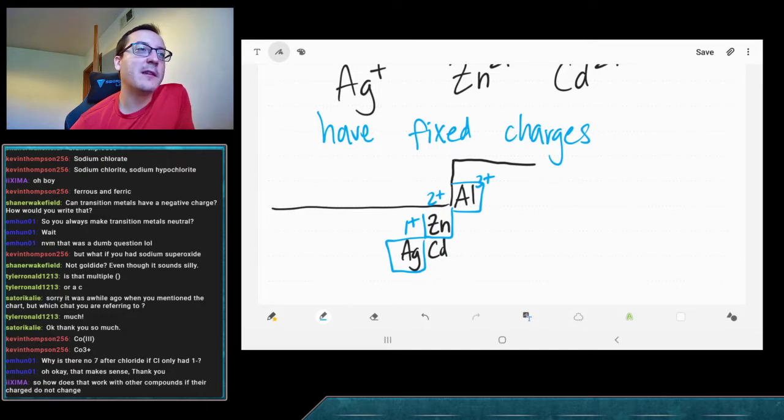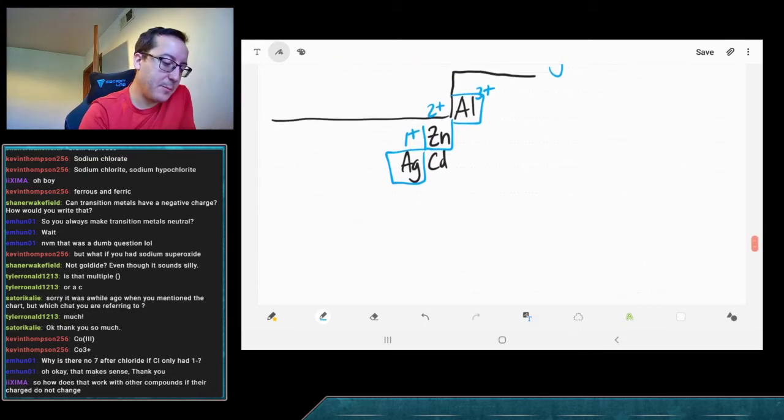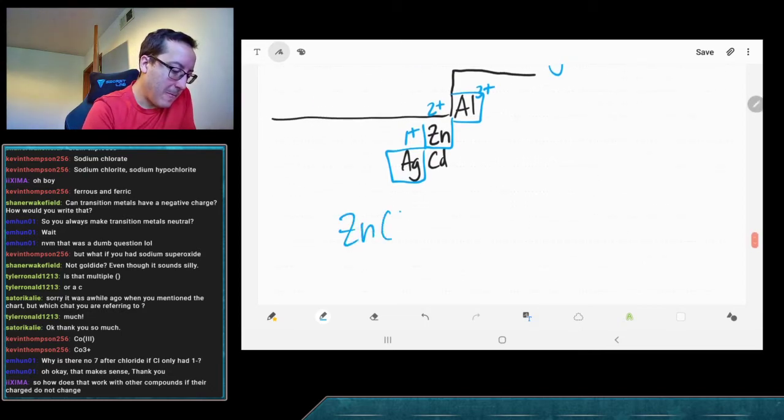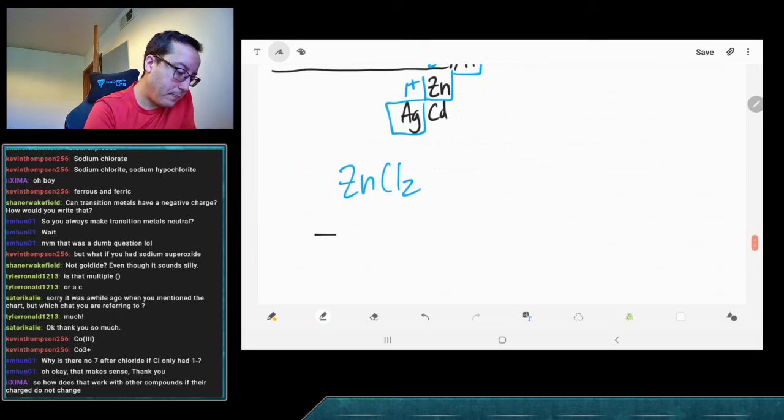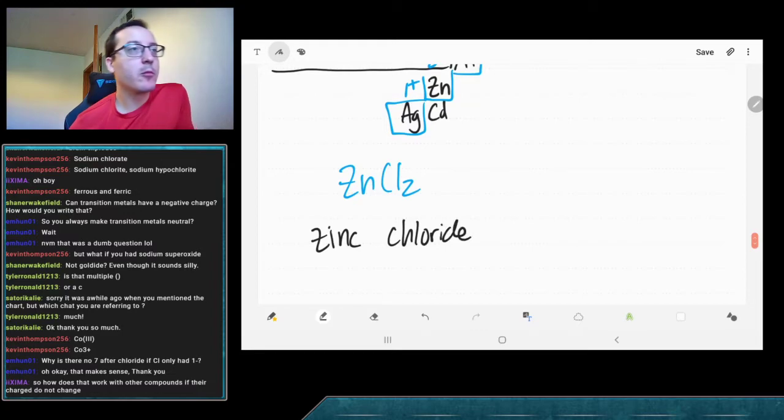Can you explain your question a little bit more? So, for example, you would just say this is zinc chloride. Because zinc has to be 2+, chloride has to be -1, so we would just make that ZnCl2.